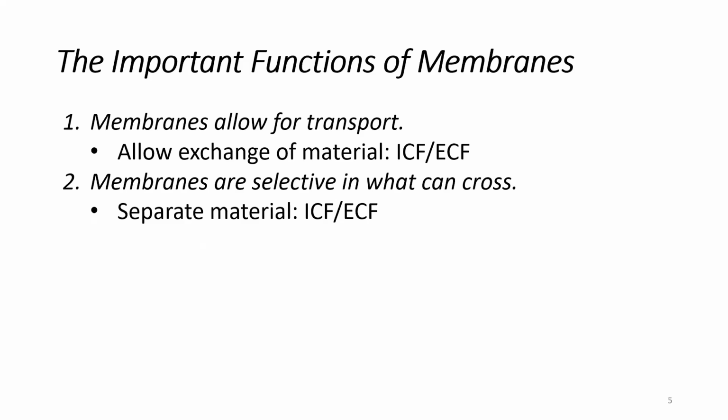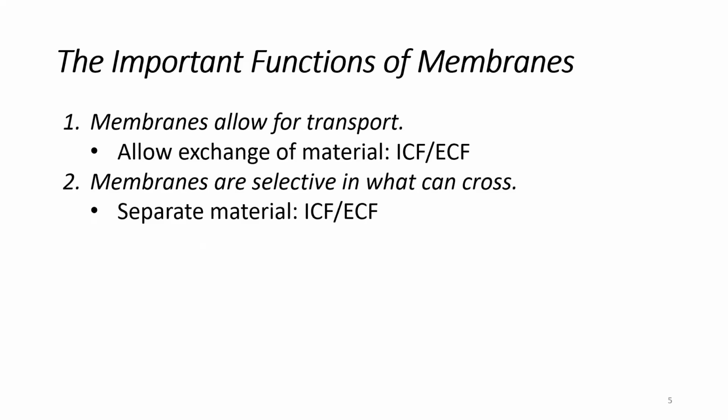Think about things that the cell needs: nutrients, oxygen. Think about waste products the cell is trying to get rid of: carbon dioxide and other byproducts of cellular metabolism. The membranes are also selective, so some things can get through. We just described why, right? That non-polar center, some things can get through there and some things cannot.